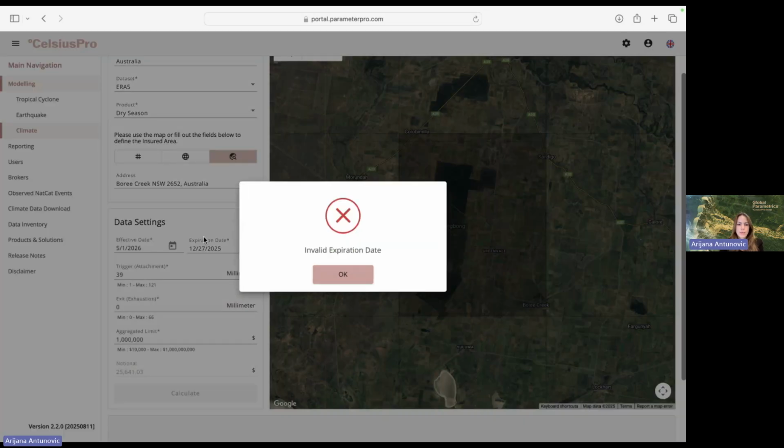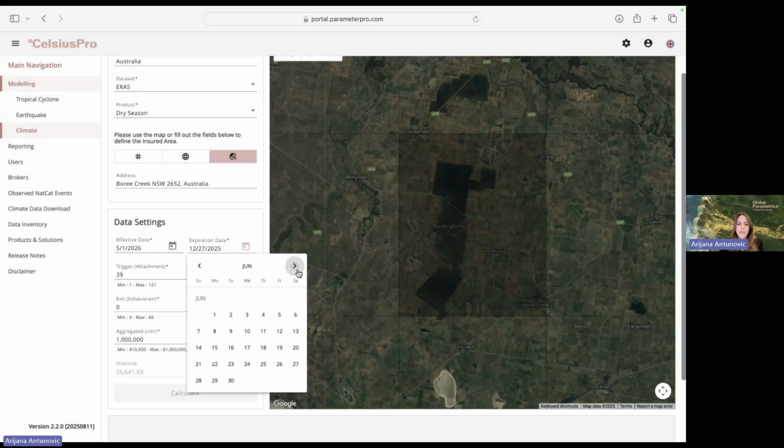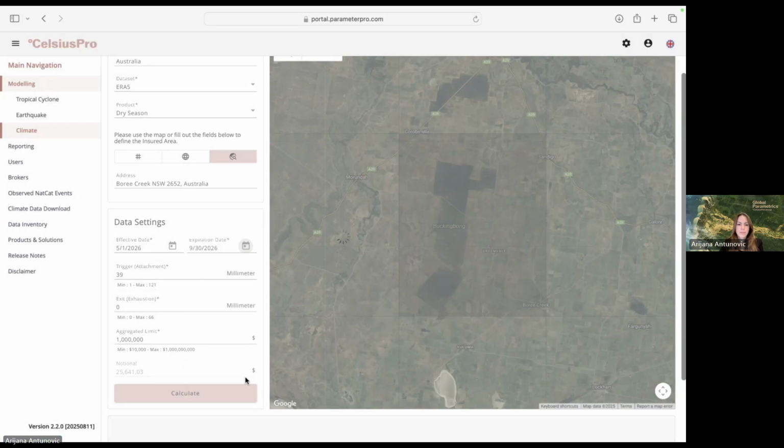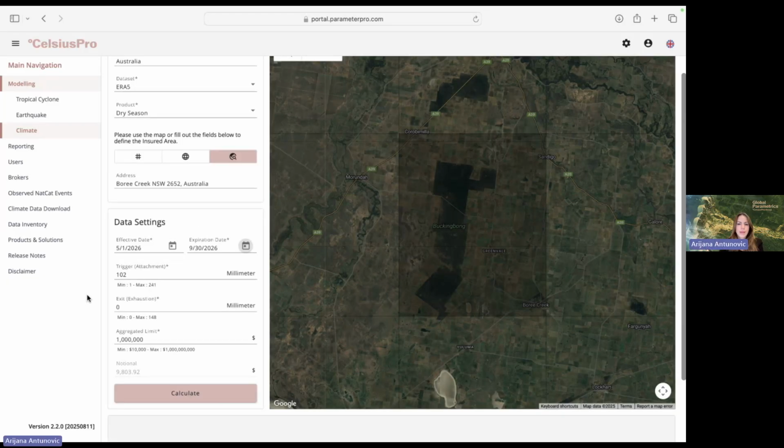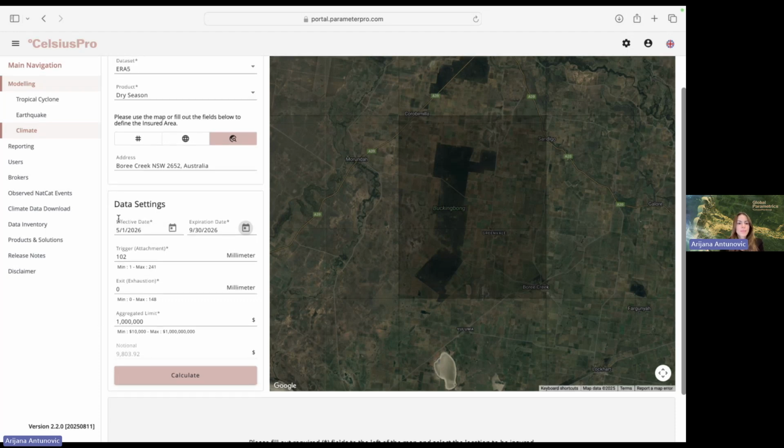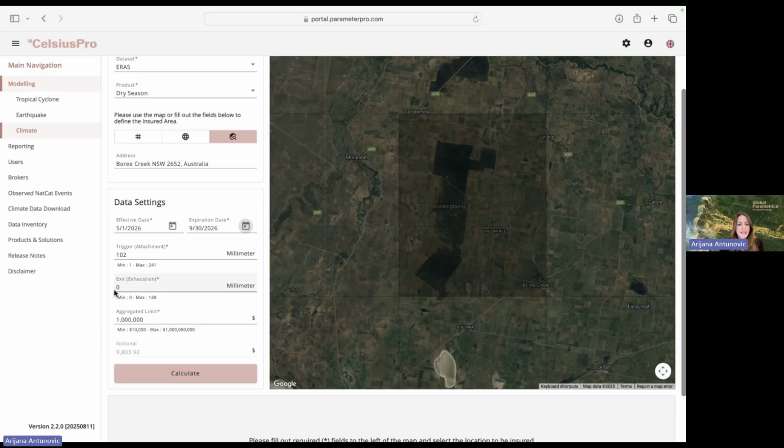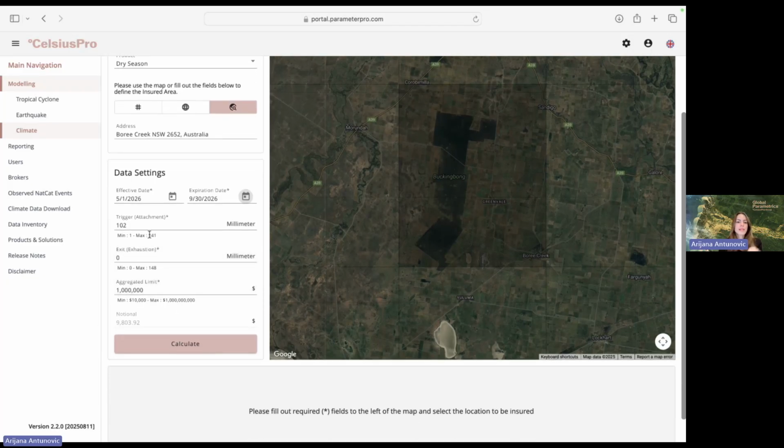So we're looking at a season of 1st of May to 30th of September. Perfect. And now I have my farm. I have the dry season. And here I will have my trigger, exit, and aggregated limit. The trigger means the attachment when the payout starts. So at what cumulative millimeters of rain will the cover start paying out? And exit means that when it reaches 0 millimeters, you will get a full payout, or exhaustion of your payout. So this will be 100% of the payout.